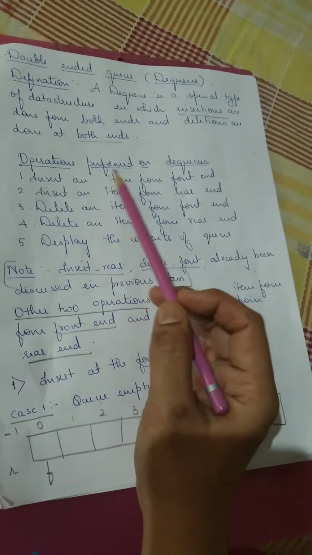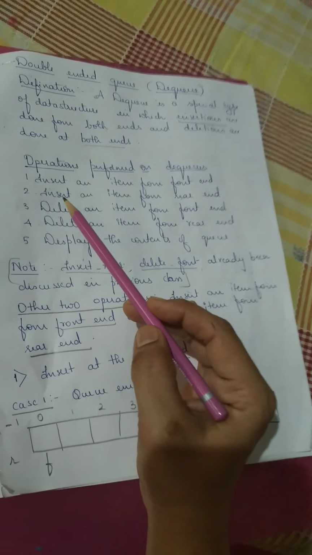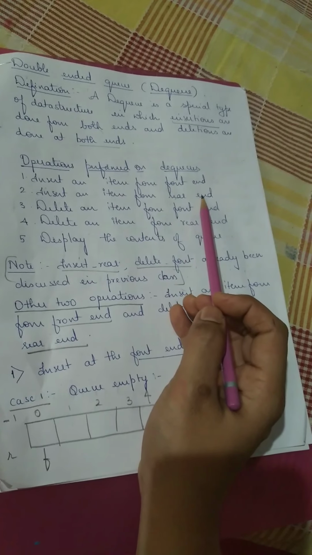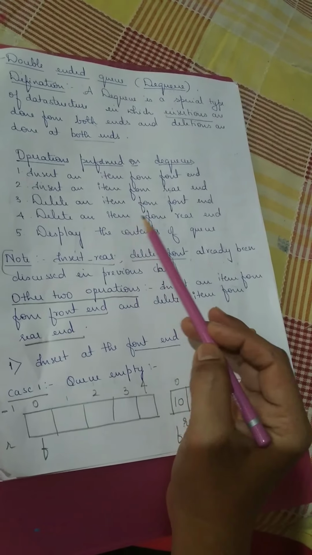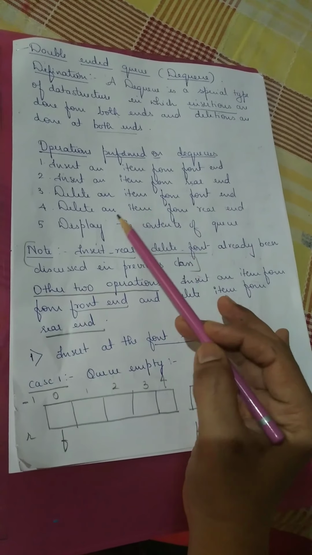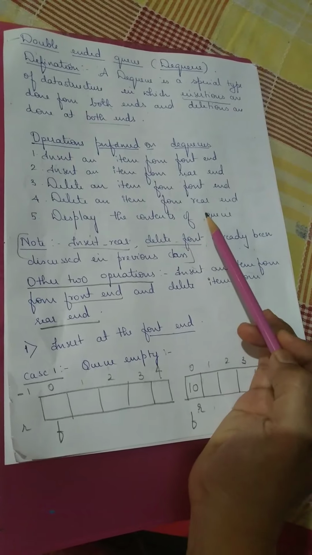What are the different types of operations which can be performed on DQ? Insert an item from front end, insert an item from rear end, delete an item from front end, delete an item from rear end, display the contents of the queue.